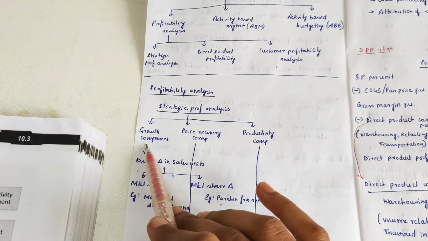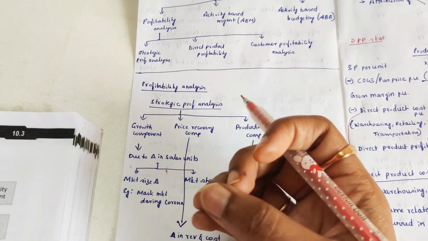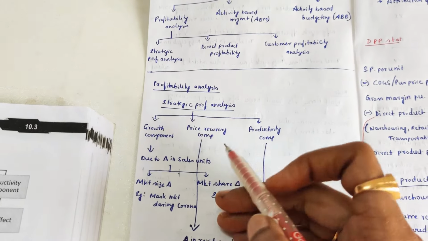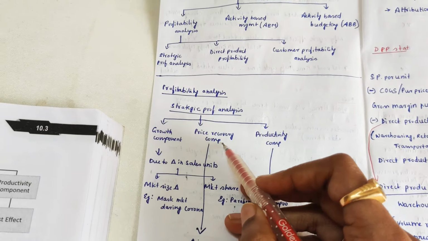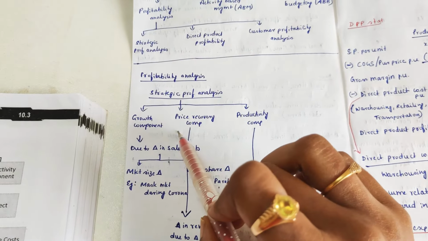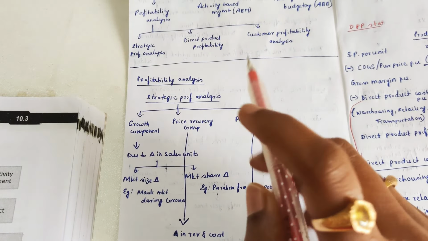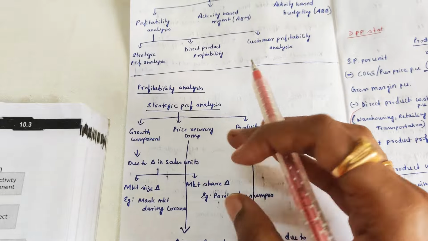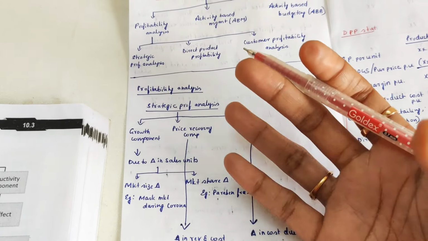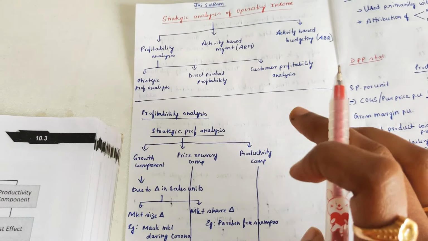The first one is growth component. The term itself says it is growth: because of the growth, how much profit have you earned? The second one is price recovery component: because of the price recovery, how much profit have you earned? Then the productivity component: if you have done something really great in the production activity, how much profit have you earned because of that.